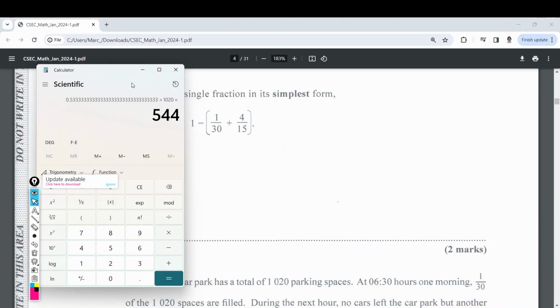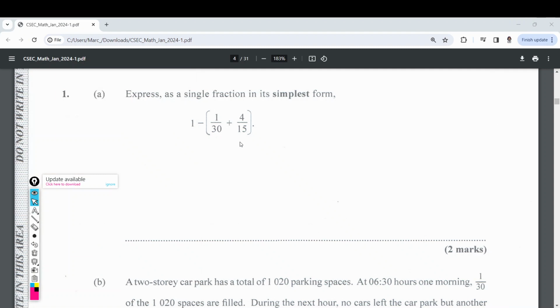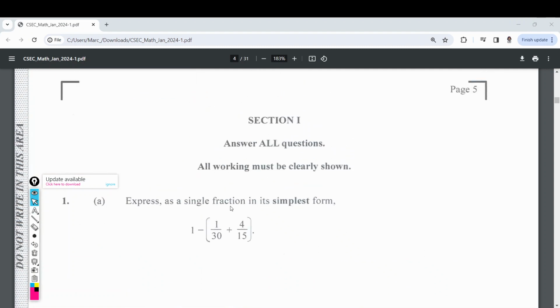Hey guys, what's up? So today we're going to be looking at the most recent past paper. This is actually January 2024. And the first thing we're going to do here, guys, is this fraction and mixed number question. And I just want to put some hints over here, guys.